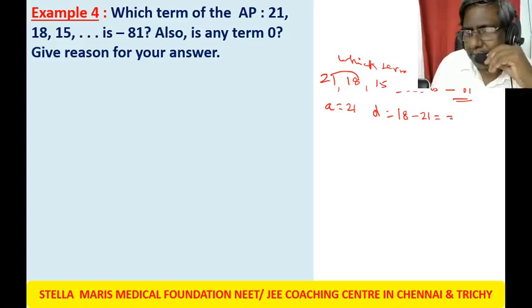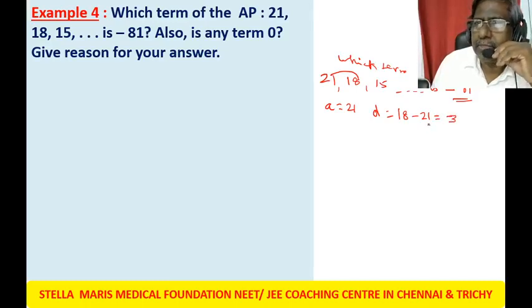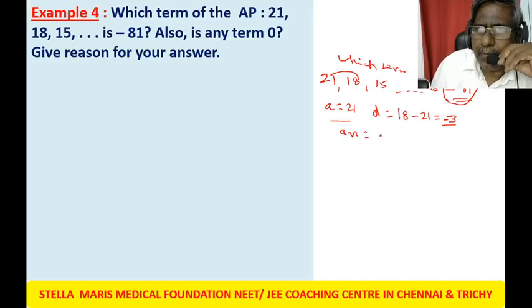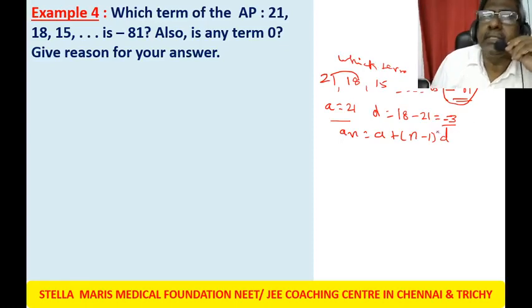Babu, which term is equal to 0? We'll find out. I'll tell you. See, so minus 3. So D is equal to minus 3. Then A is equal to 21, and AN is minus 81. See, now you know the formula: AN is equal to A plus N minus 1 into D.